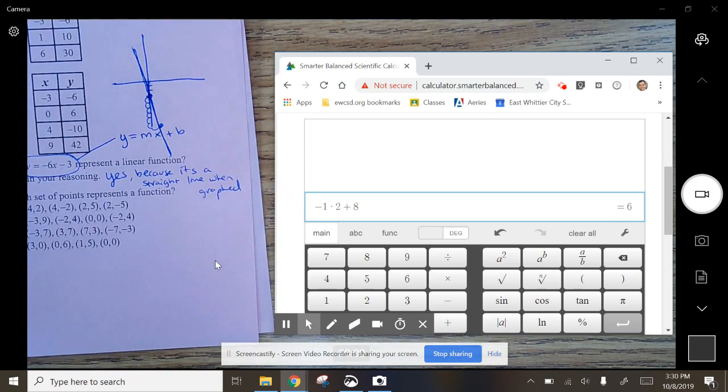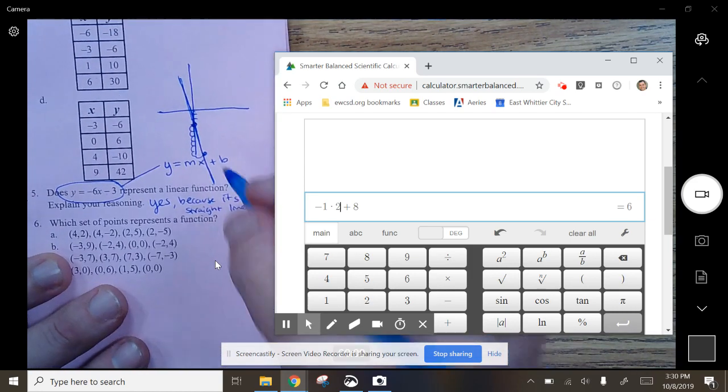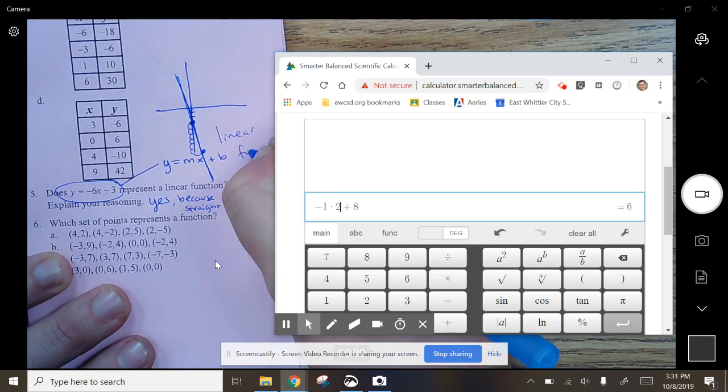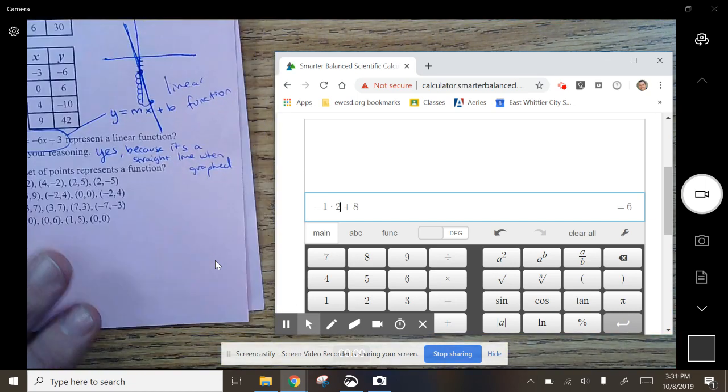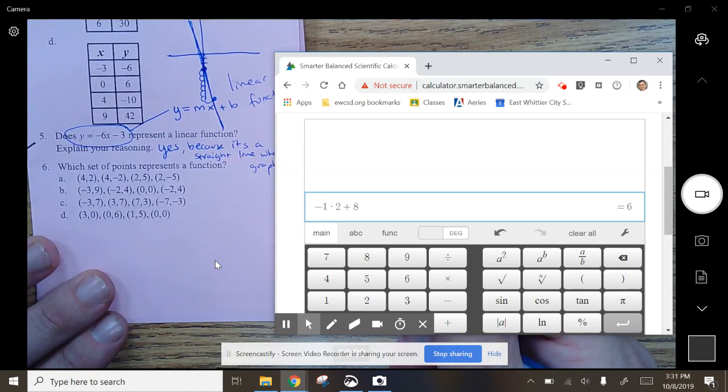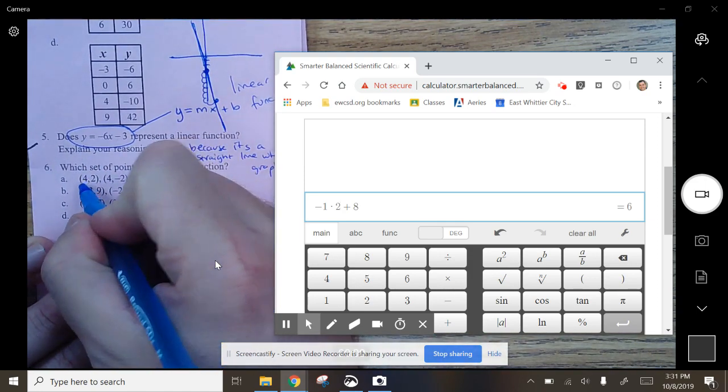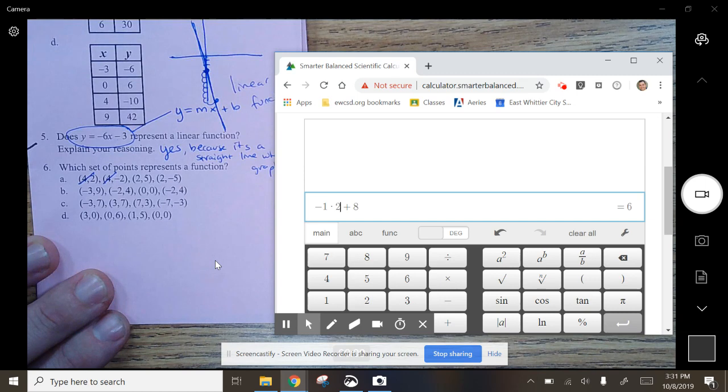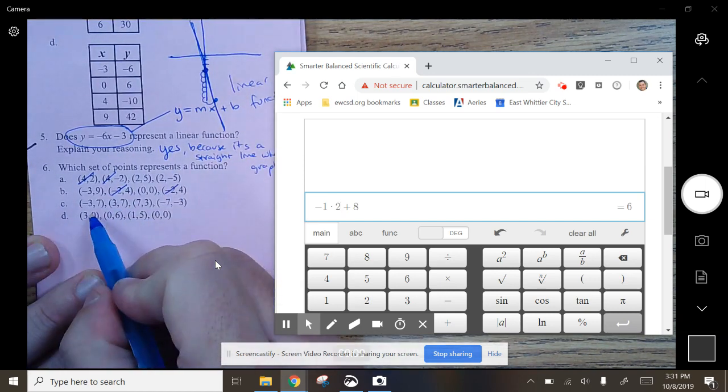And you're explaining it at that point. It's a linear function. We'll call it a linear equation, but it's also a linear function. Number 6, does the x repeat? Then that's not a function. All right, does the x repeat? Not a function.